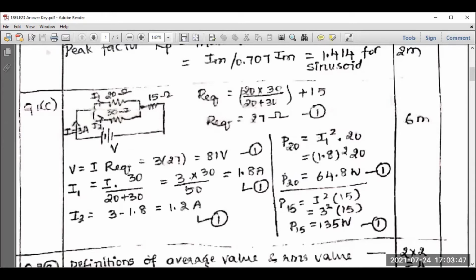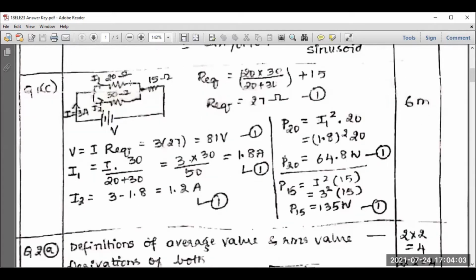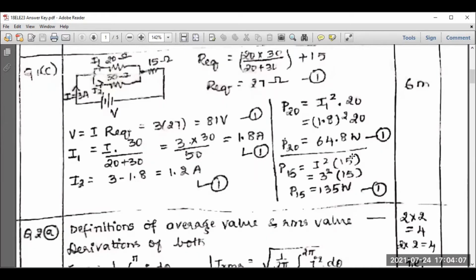Later on, you can calculate the power P20. The power consumed by this particular resistive part is equal to I square into R. I1 square into 20. Likewise, the second part will be I2 square into 30. So you can calculate it very easily. The power in the first branch is equal to 64.8 watts. The second branch is equal to 135 watts.